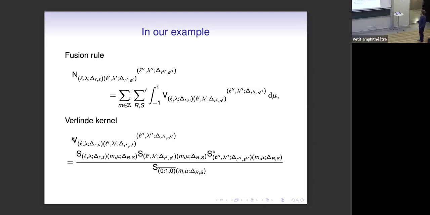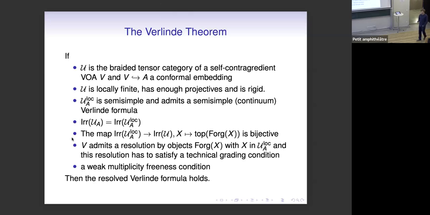So in our example, what we mean now by the resolved Verlinde formula is we take the same thing as in the rational case, just that we replace the sum over all modules by an integral over all modules, and we replace the Verlinde kernel. It is again this expression of type S times S inverse over the S associated to the vacuum. It's the same type of expression. The only difference is that a sum is replaced by an integral, and so it looks a little bit clumsy.